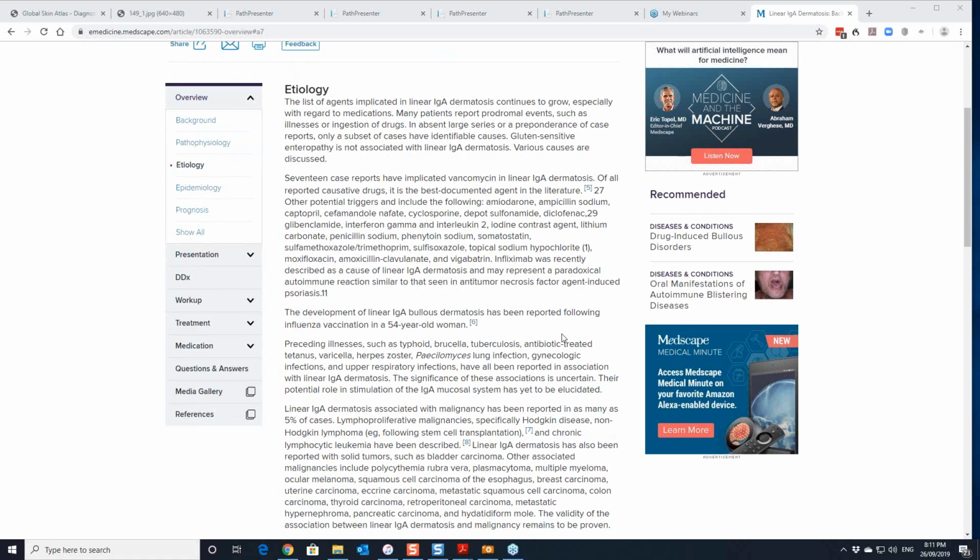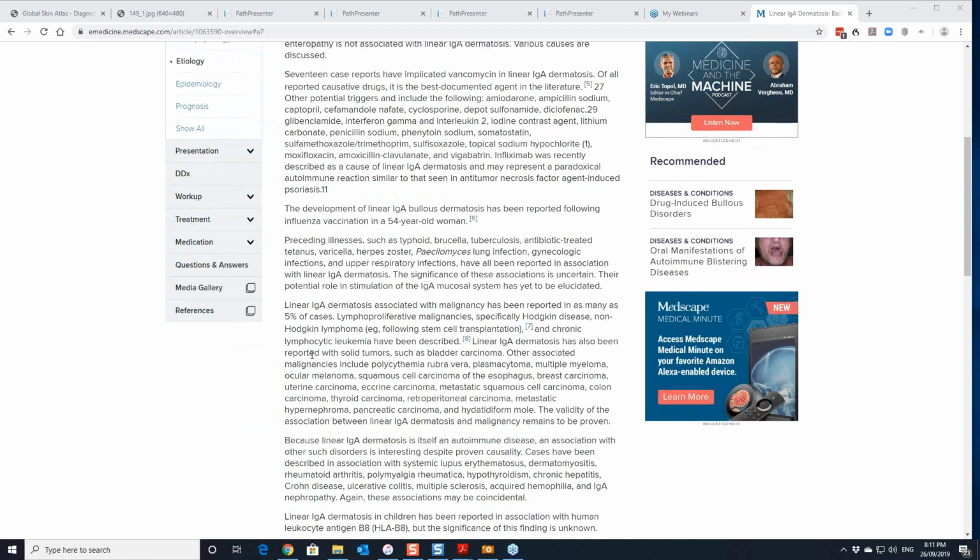Some of the PD-1 inhibitor drugs that are used in melanoma, melanoma metastasis, by unleashing the immune system, unlocking it, can often precipitate certain immunobullous diseases as well. I've seen a case of EBA, and it wouldn't surprise me if a linear IgA bullous dermatosis might come out in a patient on those sorts of drugs as well. It's interesting there.